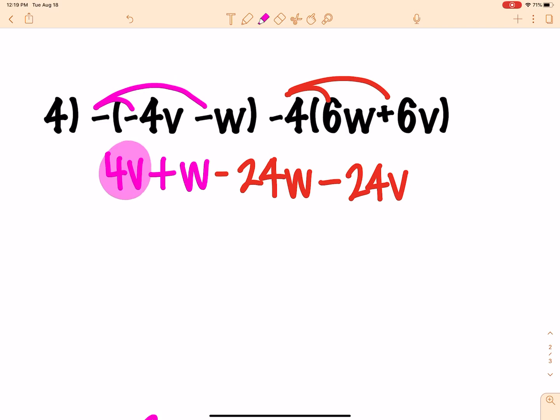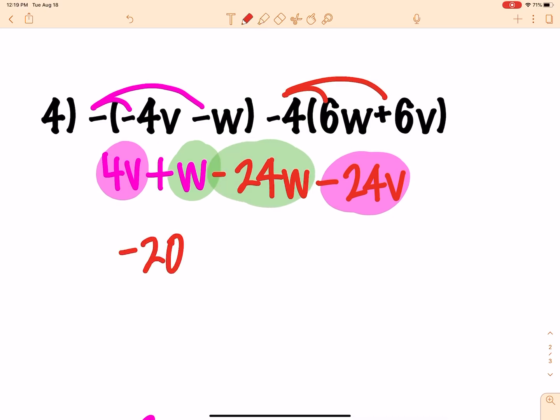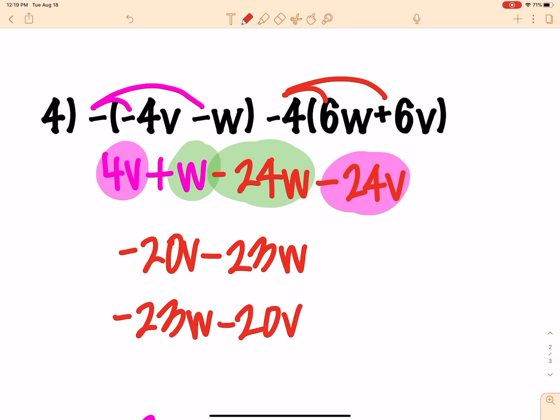Now we see what's alike. So we have the v's being the same here, and the w's being the same. And all we have to do is add their coefficients. So we're going to get -20v and then -23w. And of course, with these, you should know that you can write it out of order. There's no necessarily correct order. We do like to say alphabetical order is usually more standard, but I'll tell you when we're going to be strict on a certain form. For this, we can accept either answer.